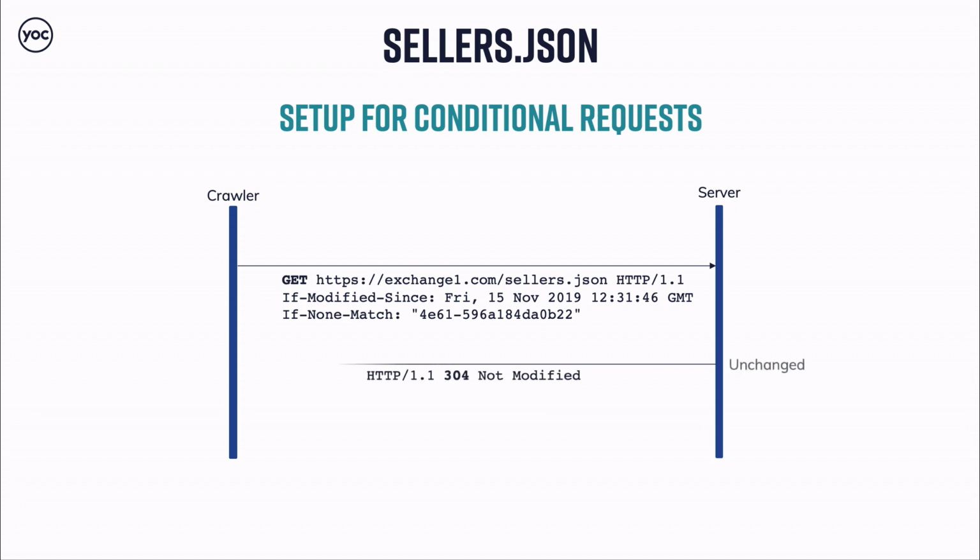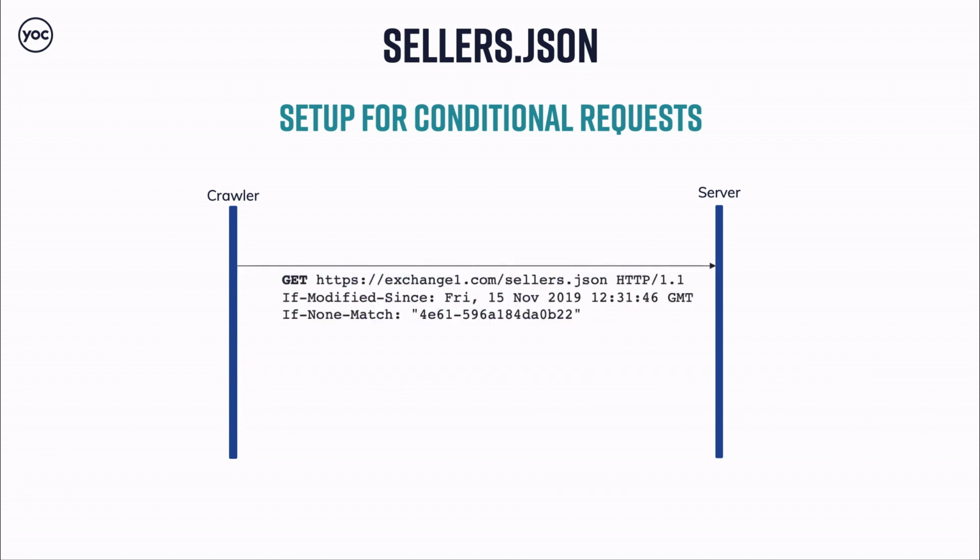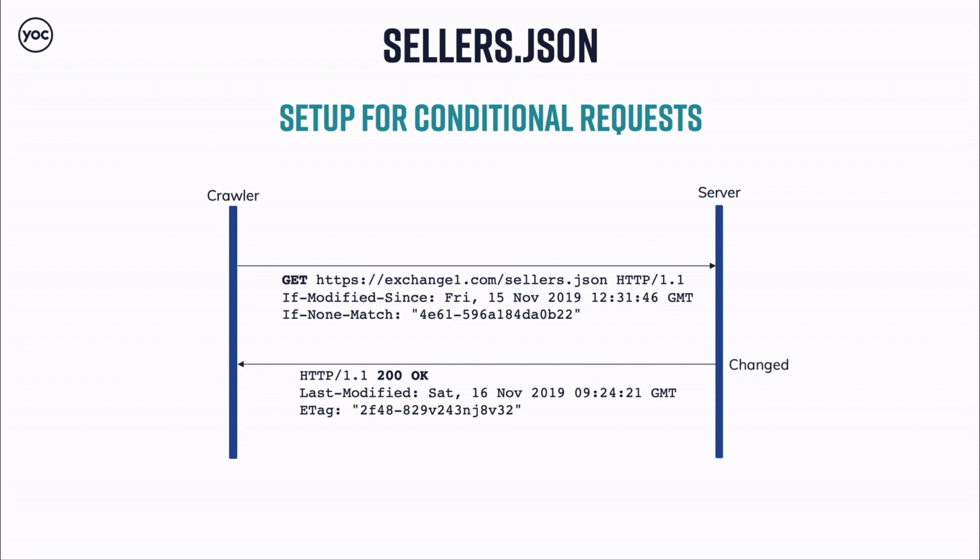Then in case of no changes, the server could respond with just 304 not modified, and no actions would be required on the DSP side to update the data that they already possess. If the file was modified, then the server would return 200 OK, new last modified time, and new e-tag, of course, along with the modified content.